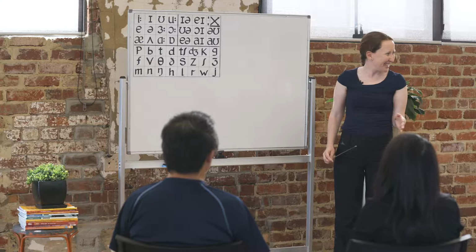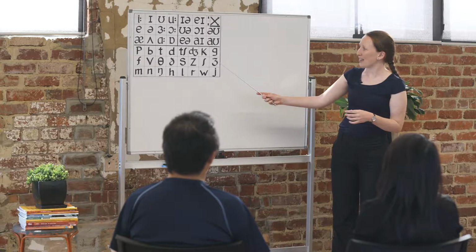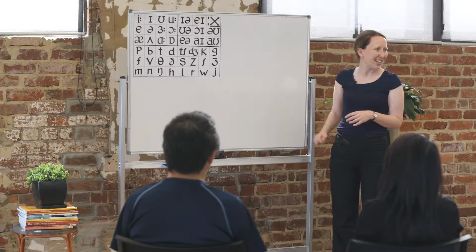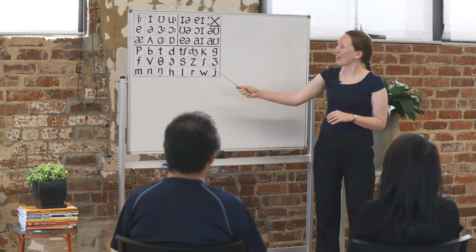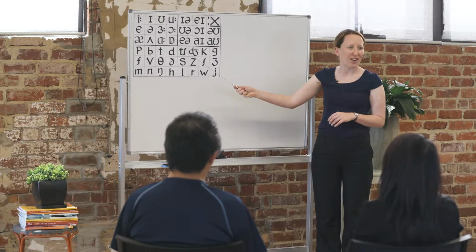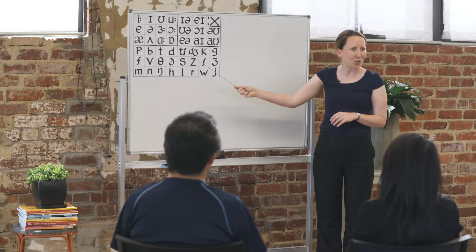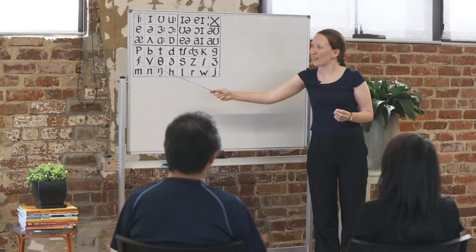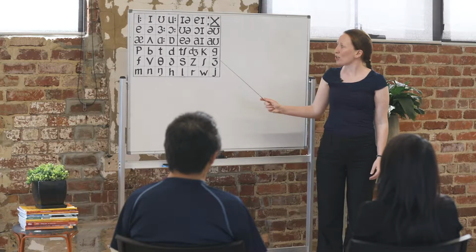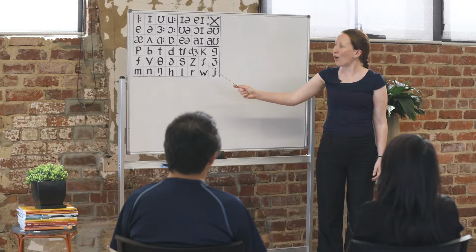First sound. K. Here. K. K. What's the next sound? O. Is it a long sound or a short sound? Short sound. Good. And the last sound? Is here. Good. So we've got K. O.